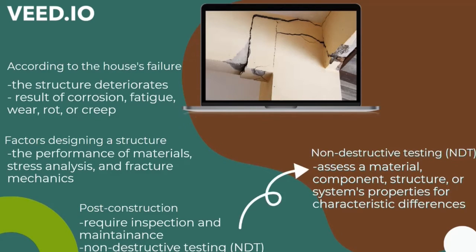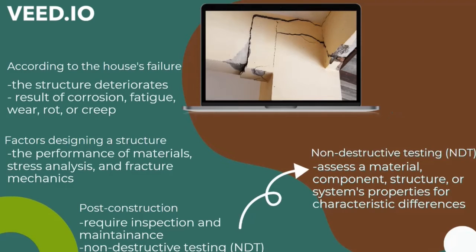As engineers, in order to evaluate the failure of the house, an assessment of failure must be performed. The factors that can be taken into account by the engineer in designing a structure are the performance of the materials, the stress analysis, and fracture mechanics. In order to keep the integrity of the structure, we require inspection and maintenance. Engineers could carry out inspection to find damage and keep the integrity of the construction. When the inspection has been carried out, we can analyze the house's structural integrity.